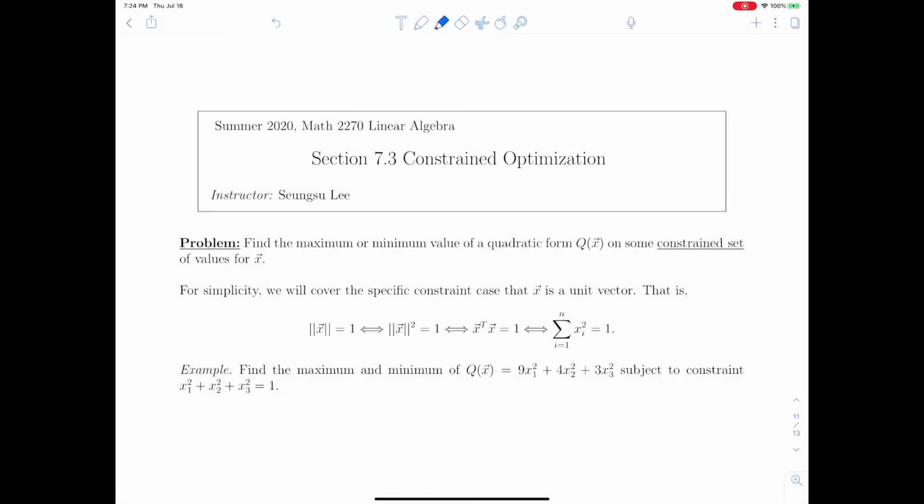Okay, so in this section, we're going to find the max or min value of a given quadratic form Q of x on some constrained set. For simplicity, we will assume that x is a unit vector. That means the magnitude of x equals 1, or if you square both sides, the magnitude of x squared equals 1. This is equivalent to x dot x, or x transpose times x, equals 1, or if you expand that, we get the sum of squares equals 1.